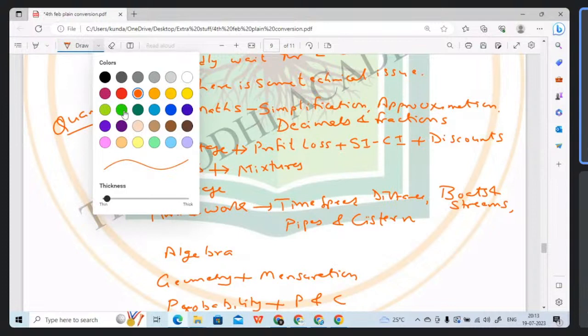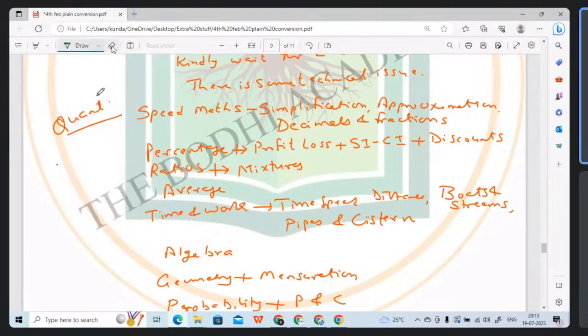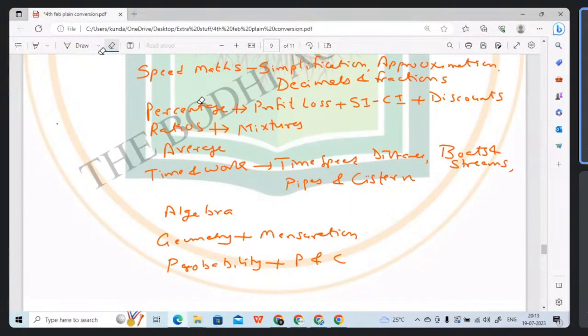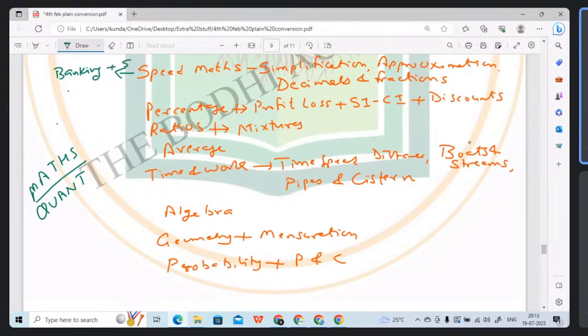So which question comes in what exam? Let me clear that. These are all the topics of mathematics, or we can also say quantitative aptitude. Now speed maths is only relevant for the banking exam. Questions from speed maths come in banking and in some cases Staff Selection Commission, SSC.